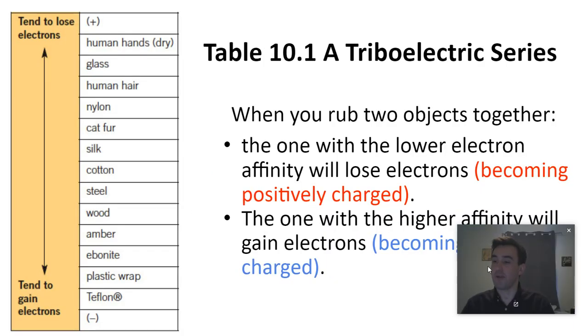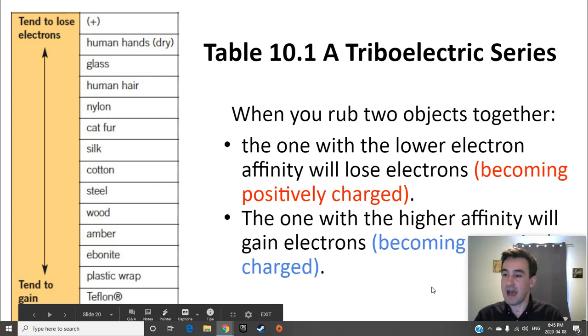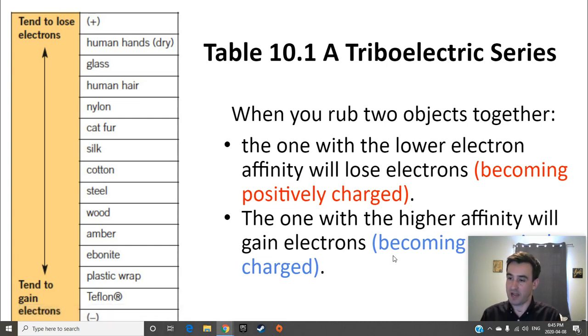But when we're talking about everyday real life objects, how do we know which one is going to get the electrons and become negatively charged and which one is going to donate the electrons and become positively charged? Well, we look up the objects on something called a triboelectric series. This is table 10.1 from your textbook.